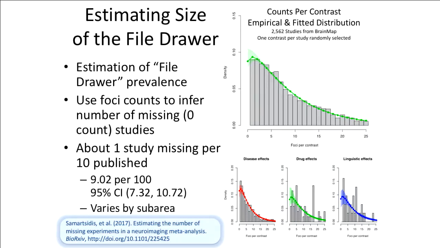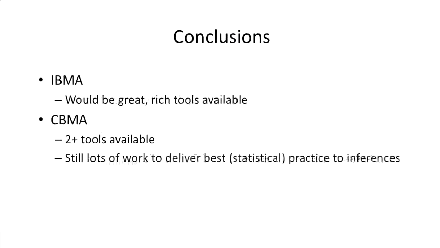I mean negative images, right? There are zero foci in them. And we found some evidence that, if you believe in this statistical framework, for every 10 studies you see in the literature, it's predicted there's at least one negative contrast out there that is not included. We have an arXiv paper on this, and we're currently trying to get it into publication.